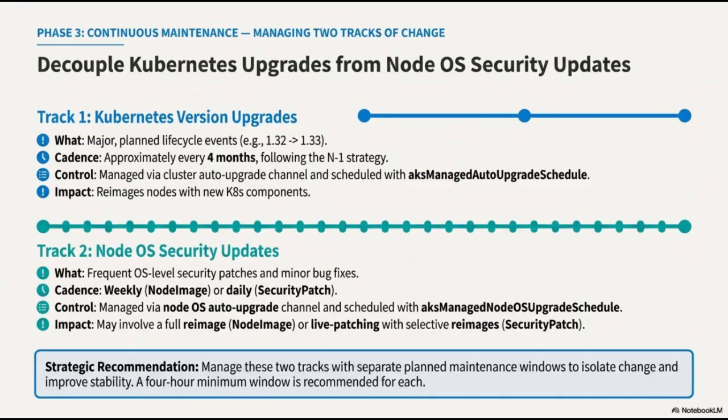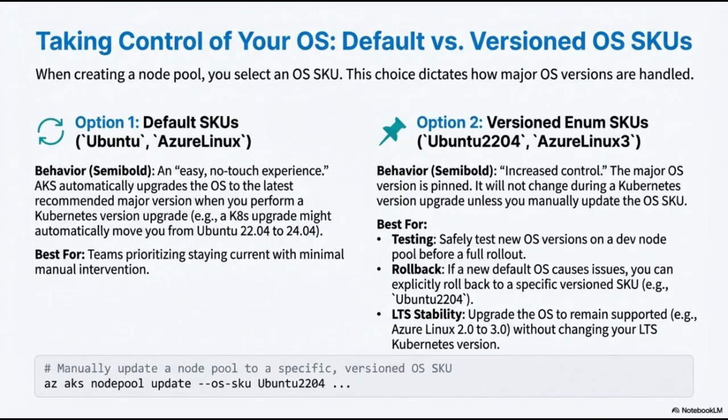a stable, secure environment. When creating a node pool in AKS, the OS SKU you select determines how major operating system upgrades are handled. You essentially have two paths: default SKUs or versioned SKUs. Option 1 uses default SKUs, like simply Ubuntu or Azure Linux. This is designed as an easy, no-touch experience.